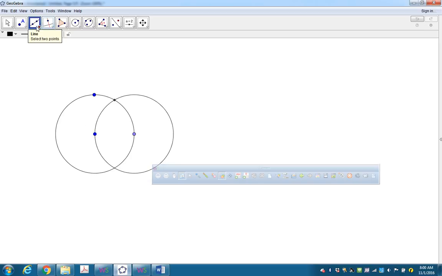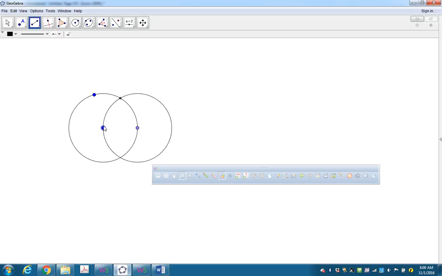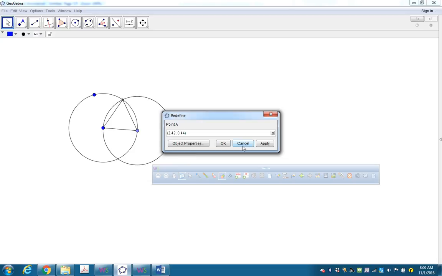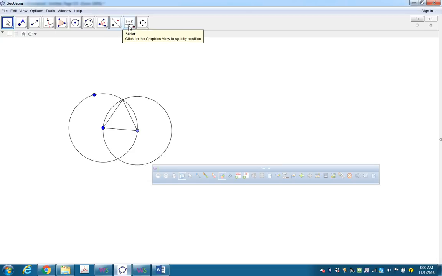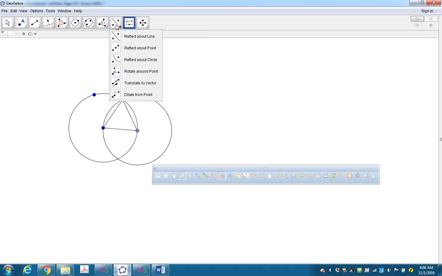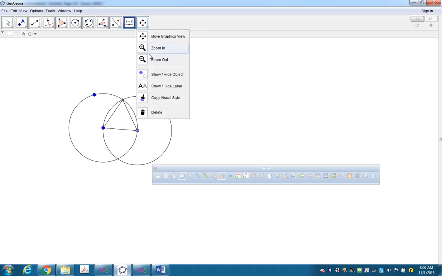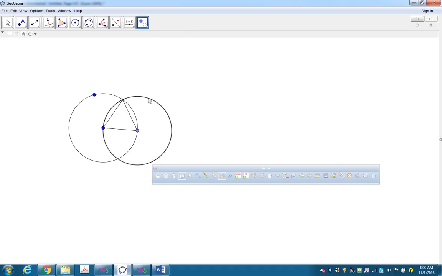Segment tool, segment tool, segment tool. Boom. No. Segment tool. Here to here. And here to here. Here. Segment tool. There, there. And there to there. Cancel. Okay? And then I'm going to hide, show hide object. I'm going to hide this object.